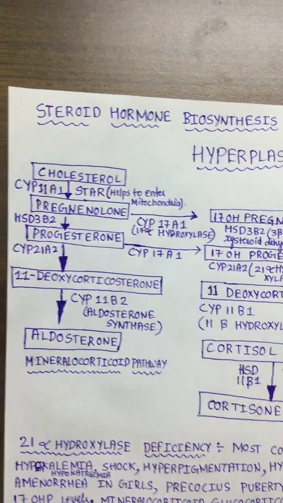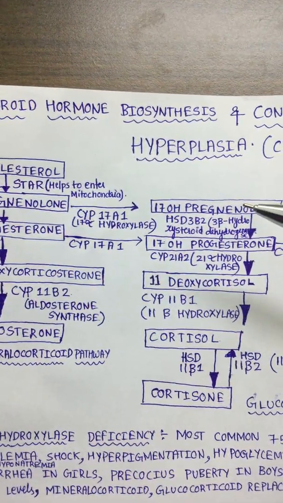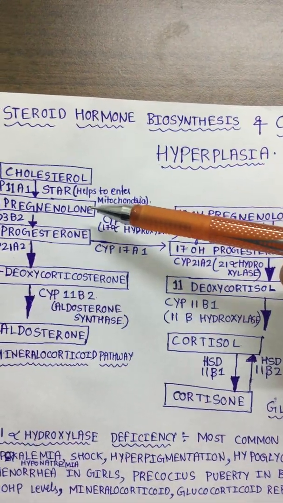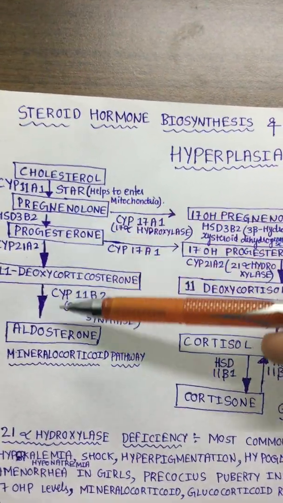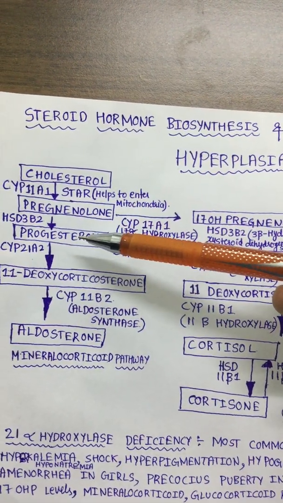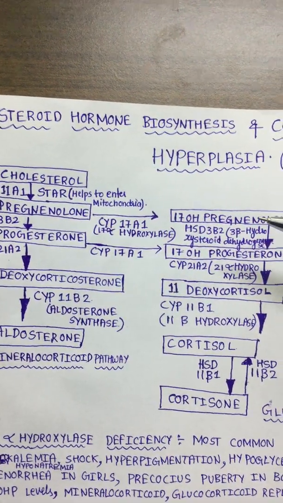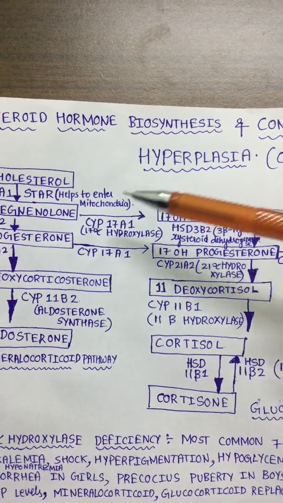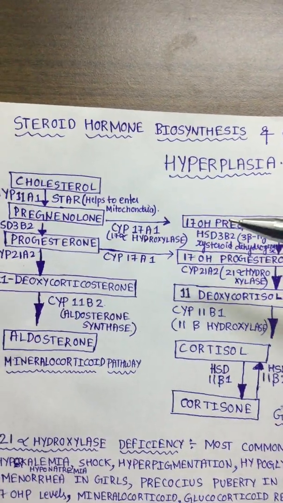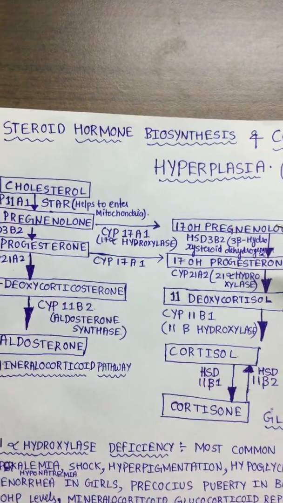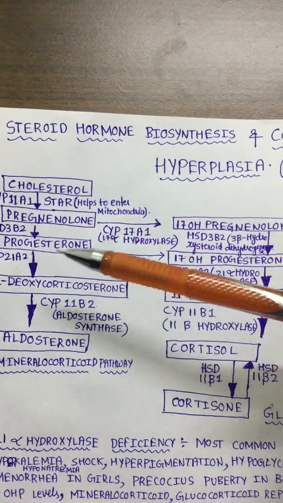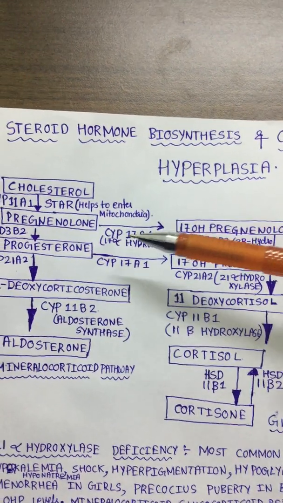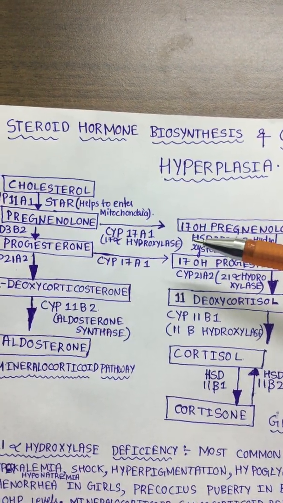Next is the vertical pathway for cortisol. For aldosterone, pregnenolone converts into progesterone, but for the secretion of cortisol, the glucocorticoid, pregnenolone converts into 17-hydroxypregnenolone with the help of the 17-alpha hydroxylase enzyme.